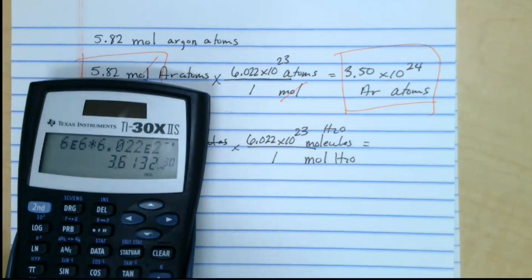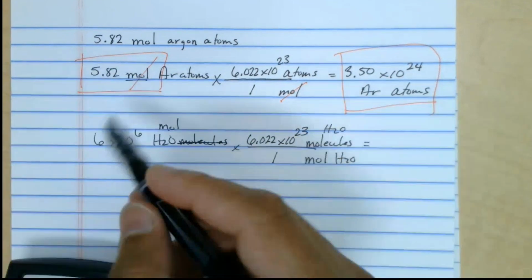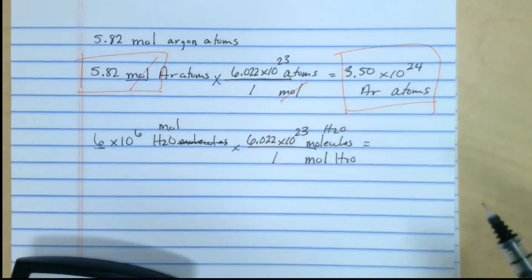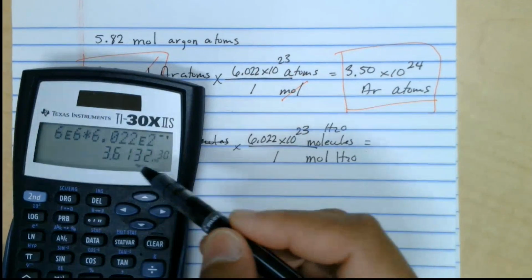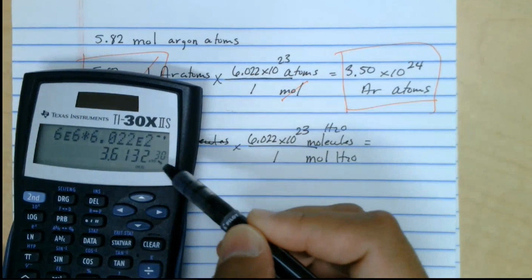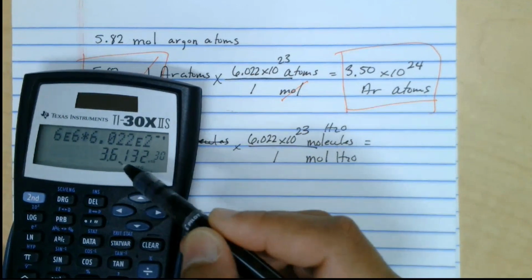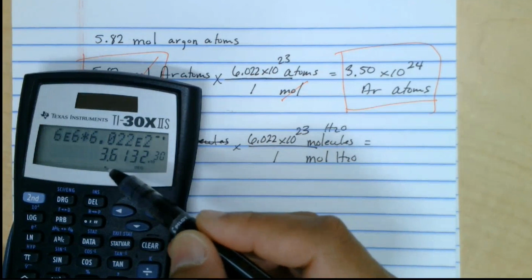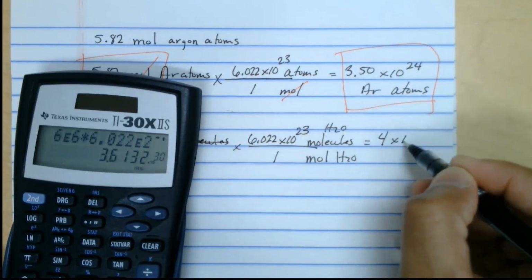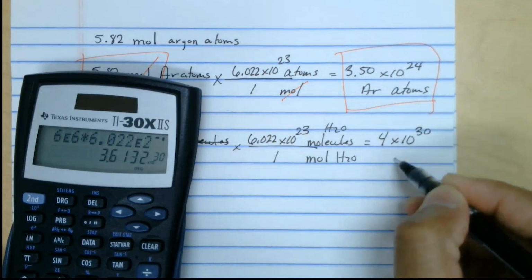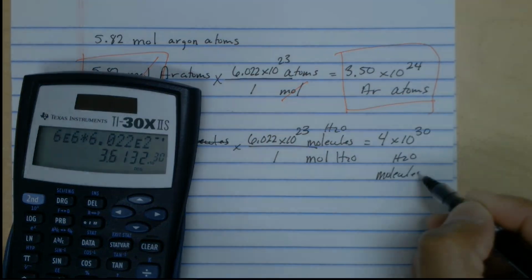A lot of water. Now, this is 1 sig fig, right? That's my limiting factor right there, 1 sig fig. So right here, 3 times 10 raised to the 30. And then the next number tells me to round up. So my answer here, 4 times 10 raised to the 30 water molecules.